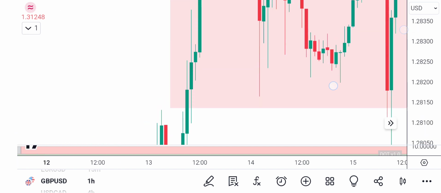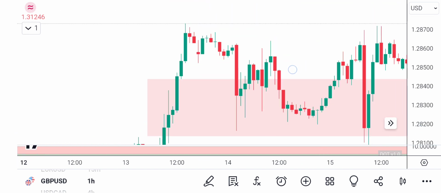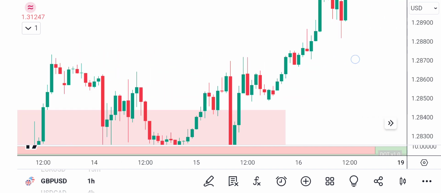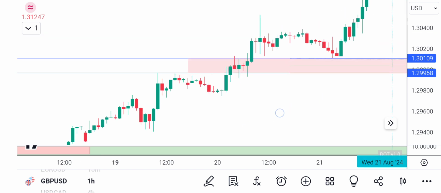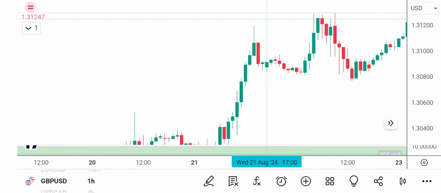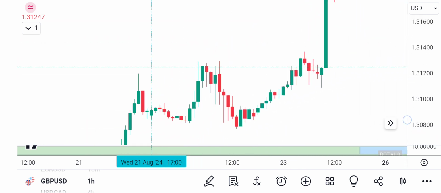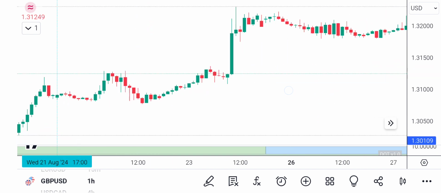That's how IPTA operates. It's always looking to fill areas of inefficient price delivery, or it is looking to run out on liquidity, buy side liquidity or sell side liquidity. That's the only thing that IPTA does. Okay, that's the only thing IPTA does.